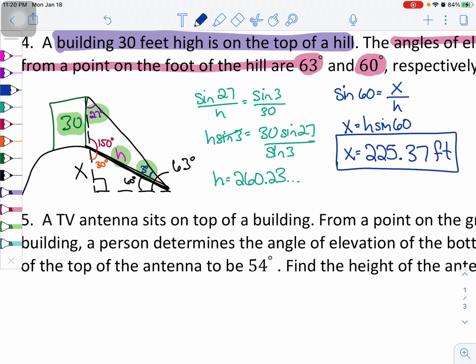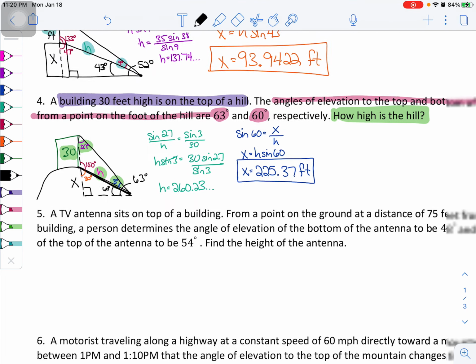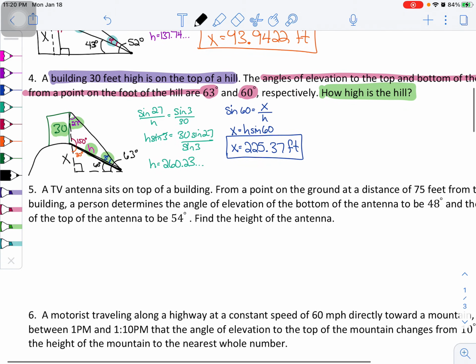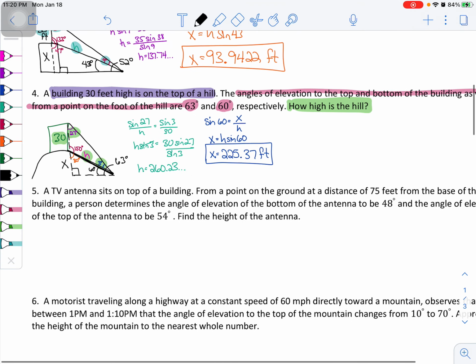Obviously, my picture is not drawn to scale, and I'm not going to worry about that. What I will be taking a look at is the information from the problem in the right place on the picture. That's what I'm going to care about. All right, problem number 5 is kind of similar.